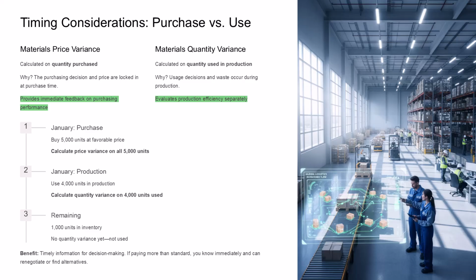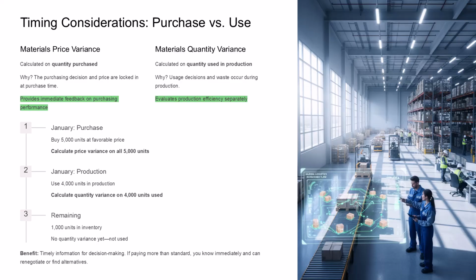Timing considerations: when you buy versus when you use. One subtlety in variance analysis that trips people up is the timing difference between purchasing materials and using materials. The materials price variance is calculated based on the quantity of materials purchased, because that's when the price is locked in and the purchasing decision is made. The materials quantity variance is calculated based on the quantity of materials used in production, because that's when the usage decision is made and waste occurs.